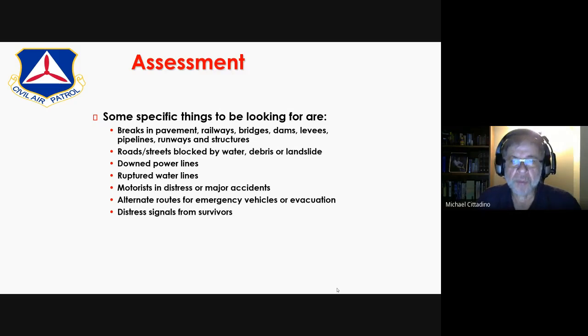We do that both potentially on the ground as well as in the air. This is a scanning class, so we're talking about it from the standpoint of the air. But we might also be called in on the ground to do damage assessment and review after something happens.